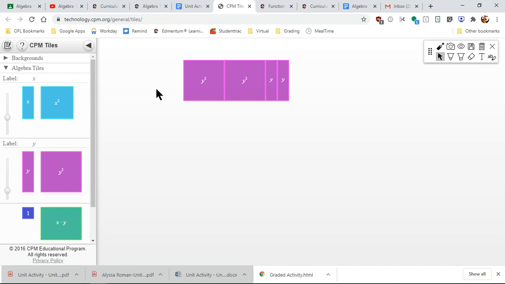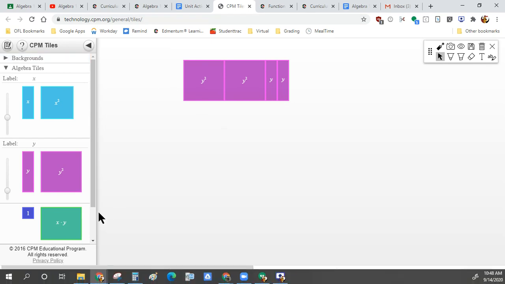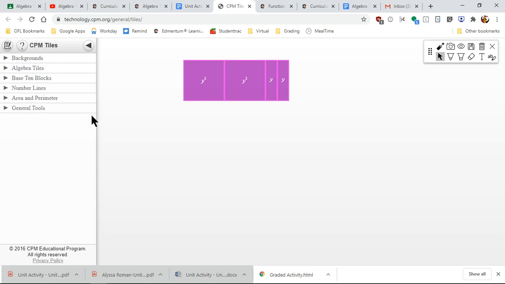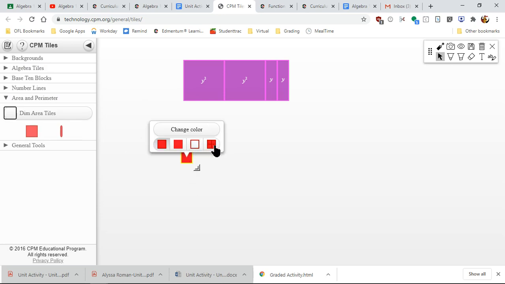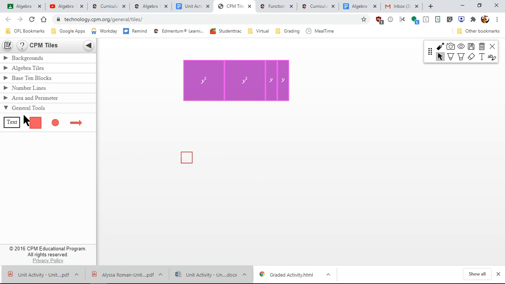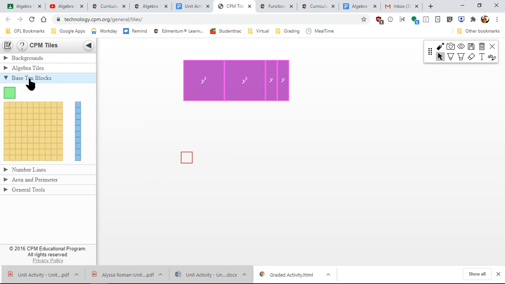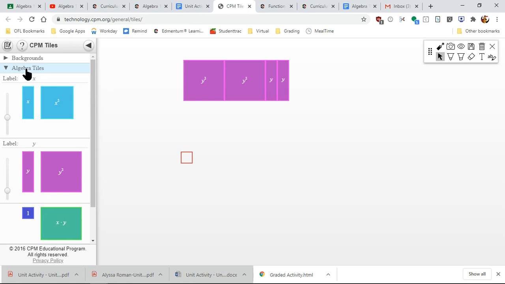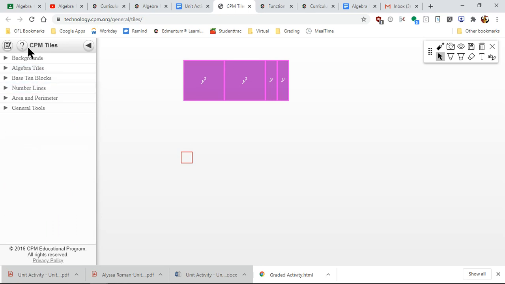Okay, so here's my perfect rectangle. Now I kind of want to break this out. So what I can do is, oh, I didn't know we could use these. General tools, nope. Number lines, nope. Base 10s, oh, I guess I could have done base 10s. But what I wanted to do here was just draw a line. I'll draw it here, but obviously you guys won't have these. I'm just doing it so it's easier for you guys to see.